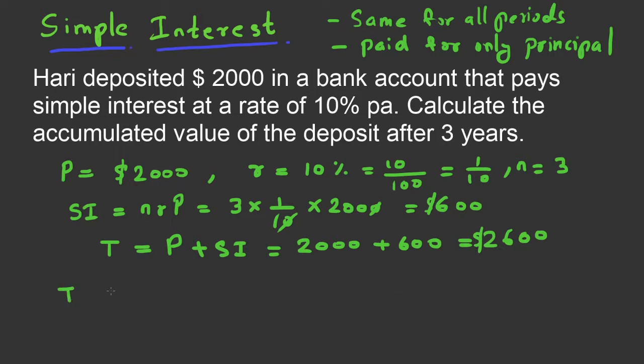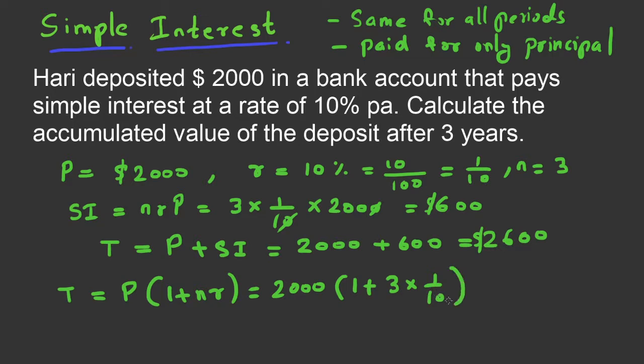I can find the same by using the formula directly. So T is equal to P into 1 plus NR, that is equal to 2000 into 1 plus 3 into 1 by 10, that is equal to 2000 into 1.3, that gives $2,600.